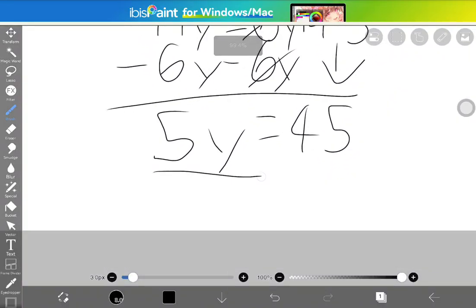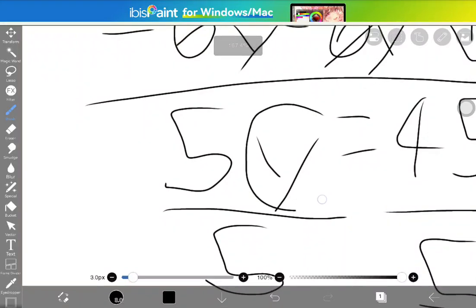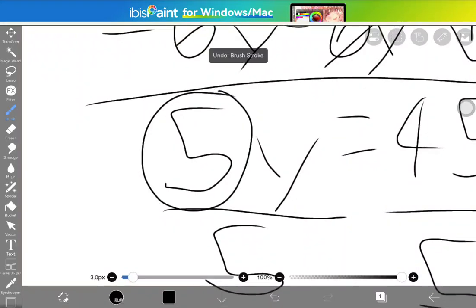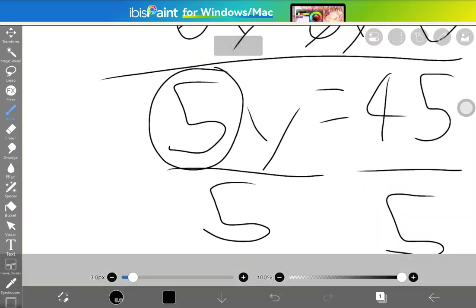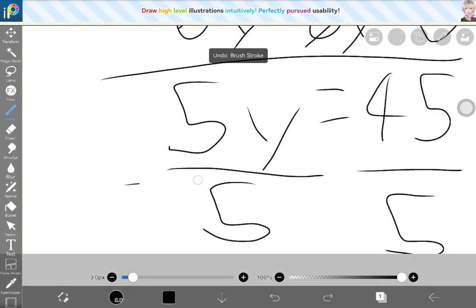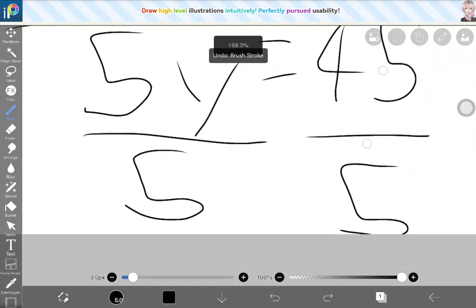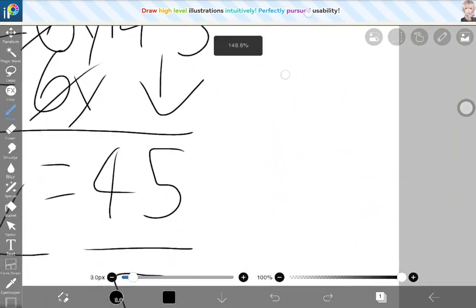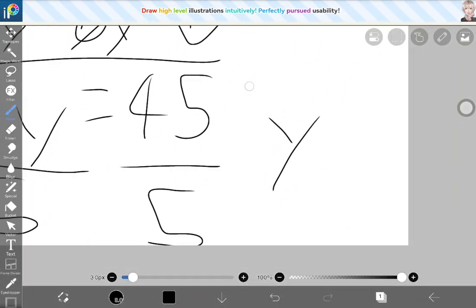Now we divide both by 5, since we need to get y, and we still have a constant term right next to it. To get that constant term out, we have to divide both of them by 5. So 5y divided by 5 is y, and 45 divided by 5 is equal to 9.